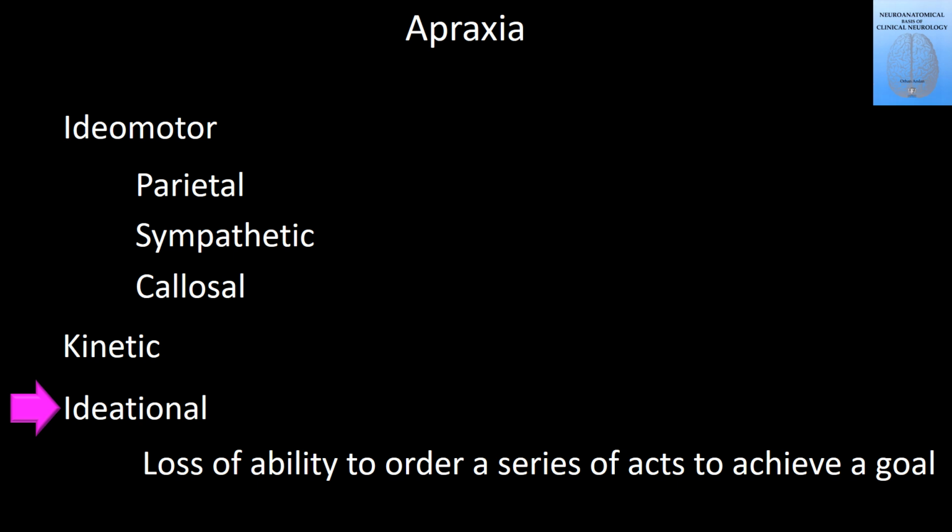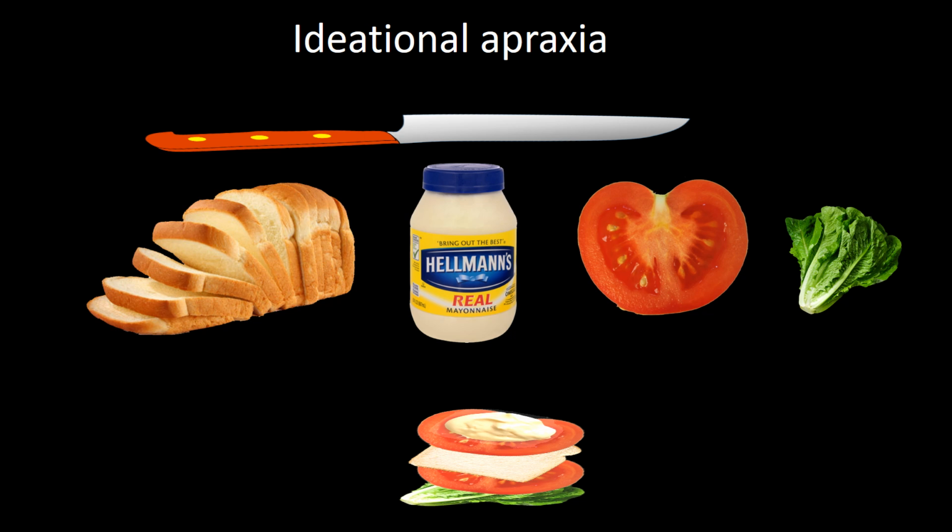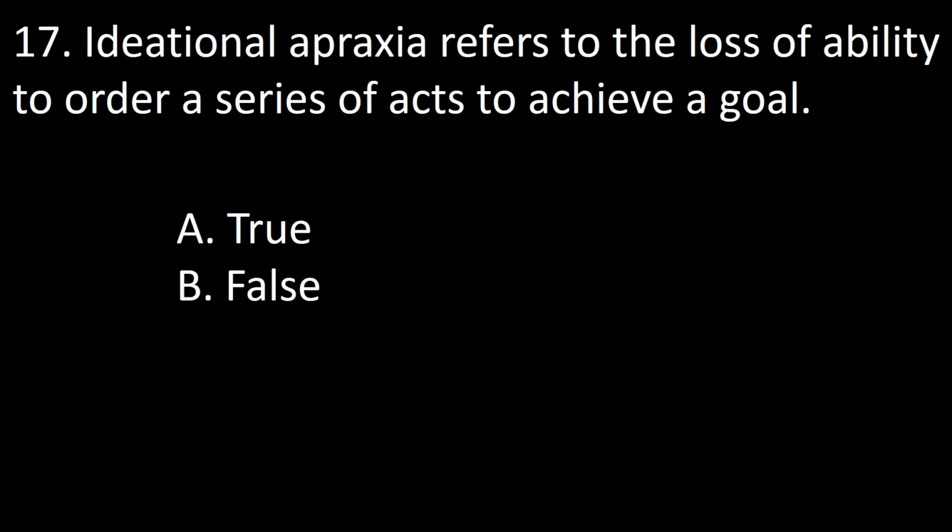The classic example is the patient that has always made perfect sandwiches using these ingredients that you see in this frame, and all of a sudden he prepares a sandwich in this fashion, with the bread inside the tomatoes. This type of apraxia is usually seen with diffuse brain disease such as dementia. So the answer to this question is true.